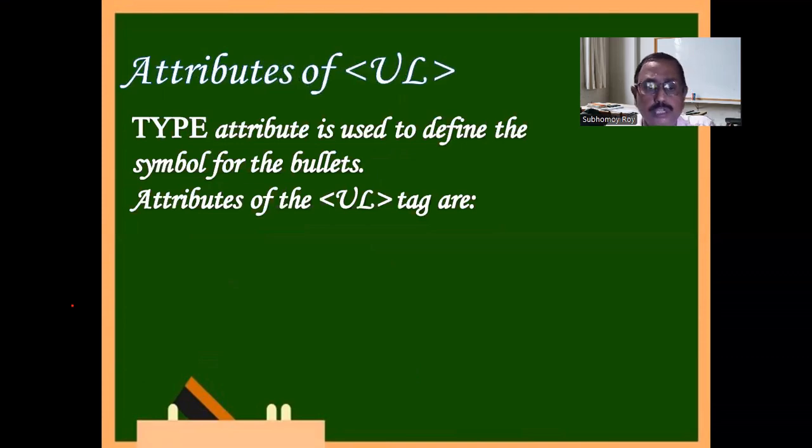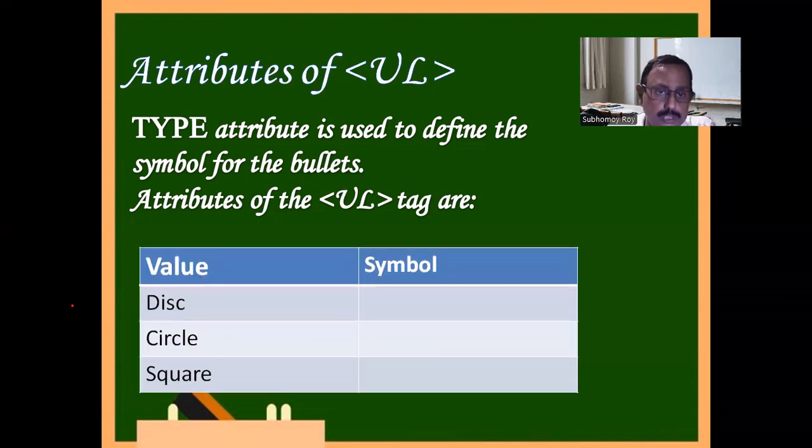This unordered list is also known by another name, called a bulleted list, because we are not giving any number, but we have to give some bullet. By default, a filled circle bullet appears, but we can change this bullet. So we need an attribute called type. The type attribute is used to define the symbol for bullets.